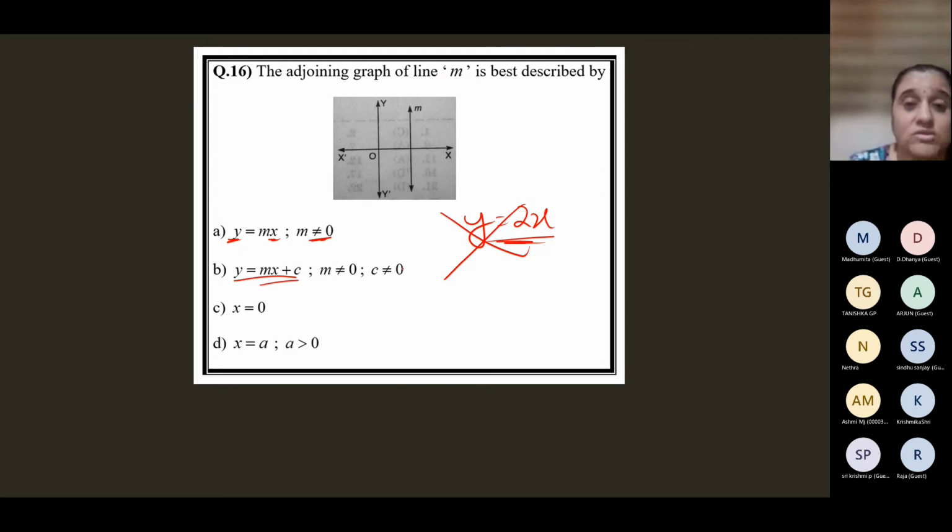M is not 0, C is also not 0. So supposing M is 3 and C is 5. Supposing, because they're saying M is not 0 and C is also not 0. So say 3 and 5. y is equal to 3x plus 5. So see, 3x and 1y. No, it can't be parallel.